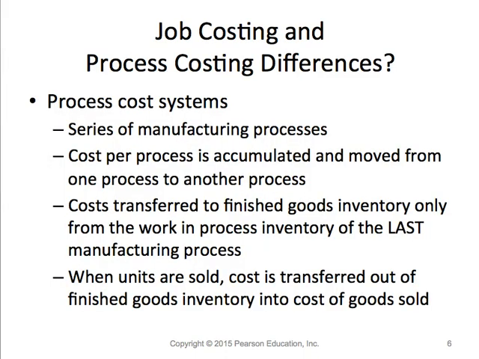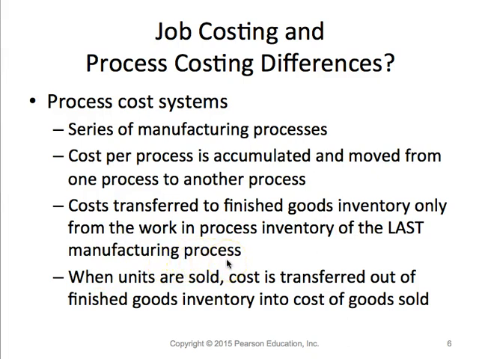So now is process costing. Process costing is a series of manufacturing processes. There are steps, and we'll look at each step, how much it costs. So cost per process is accumulated and moved from one process to another. We have multiple processes. It's not like job costing, where one job covers from the raw material to the finished goods. In process costing, we move from one process to another, and the processes in between are mostly work in process. So cost transfers to finished goods inventory only from the last manufacturing process.